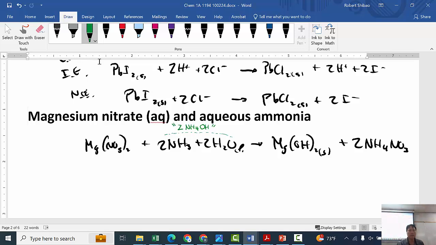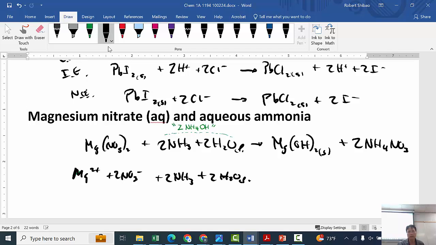All right, then nitrate salts are all soluble, and so this is a strong electrolyte. This is going to make Mg2+ and 2 nitrates. And then ammonia is a weak electrolyte, so leave it alone. Water is a non-electrolyte, so leave that alone. Magnesium hydroxide is insoluble, so leave that alone.